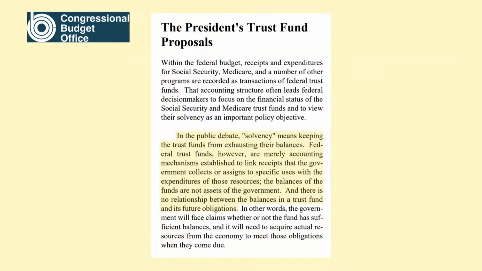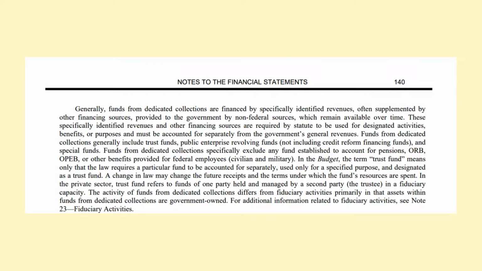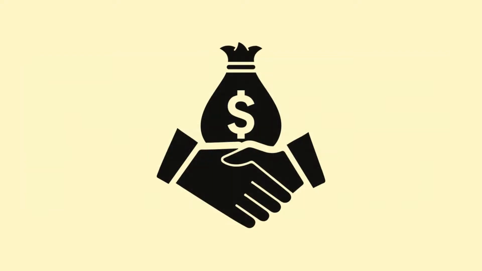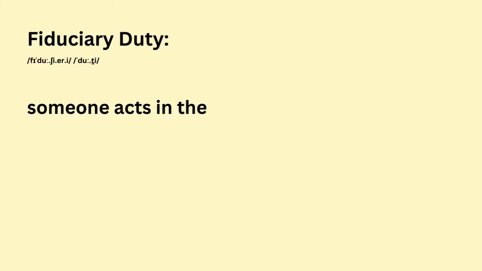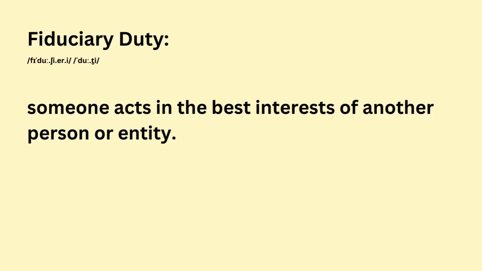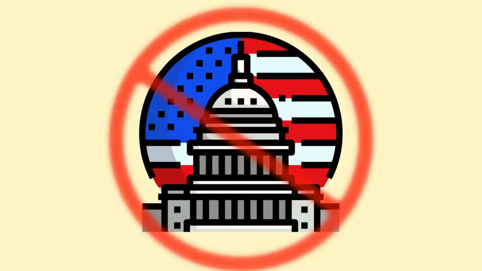The United States federal government's financial statement states the law requires a particular fund to be accounted for separately and used only for those purposes to be designated as a trust fund. A change in law may change future receipts and the terms under which the fund's resources are spent. When you think of a trust fund, you probably picture one party holding and managing a separate fund for a trustee or beneficiary in fiduciary responsibility. Fiduciary responsibility, or fiduciary duty, is when someone acts in the best interests of another person or entity. That's not what the word trust fund means in the government.